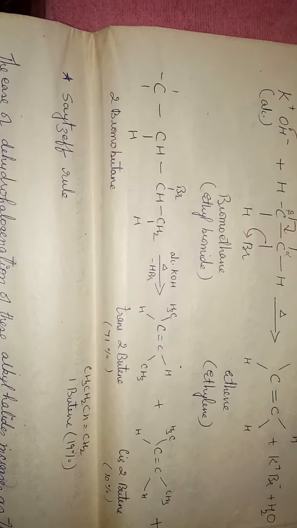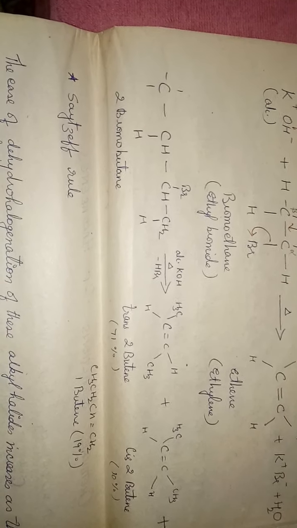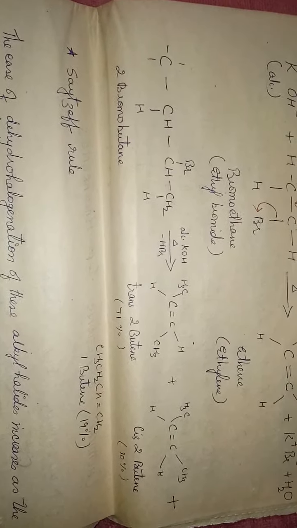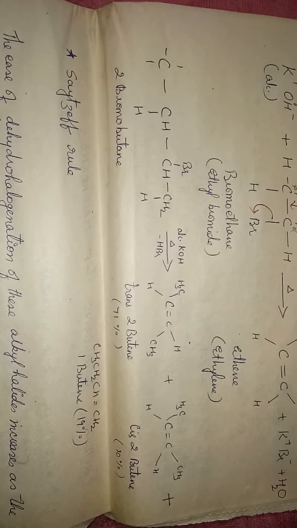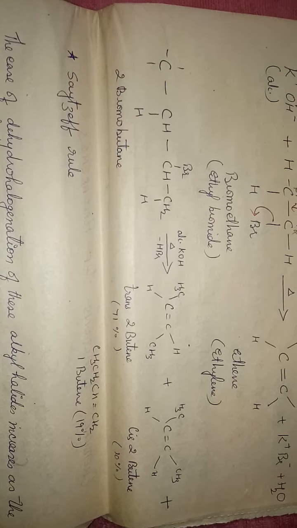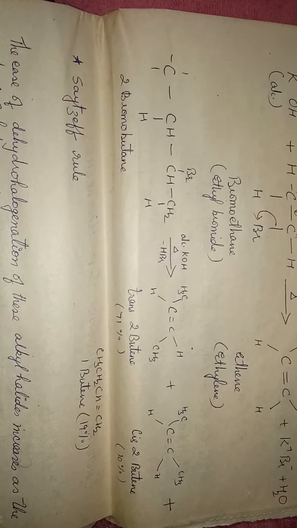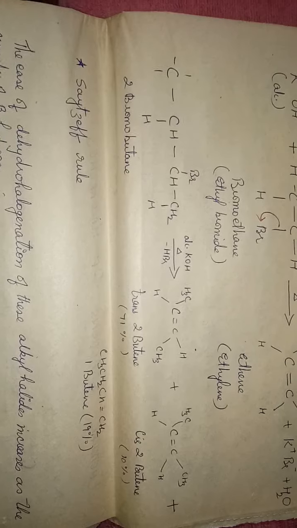So the more highly substituted alkene, which one will it be? Alkene having lesser number of hydrogen bonded to doubly bonded carbon atom will give the major product of dehydrohalogenation.